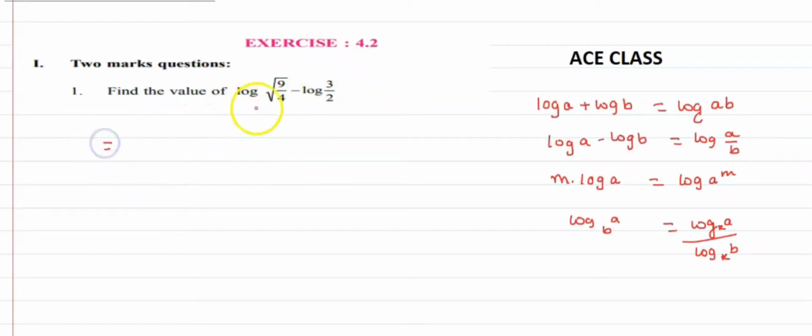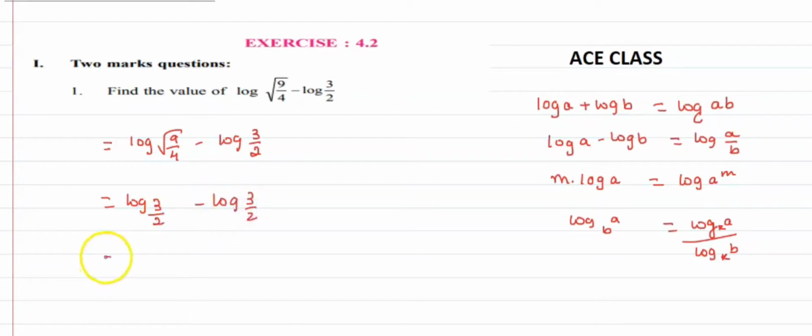In order to find this, I will write it as log of root 9 by 4 minus log 3 by 2. So what is root 9? The root is meant for both the numbers, 9 as well as 4. Root 9 is 3, root 4 is 2, minus log 3 by 2. So that is log 3 by 2 minus log 3 by 2, which will get cancelled. Your answer will be 0.